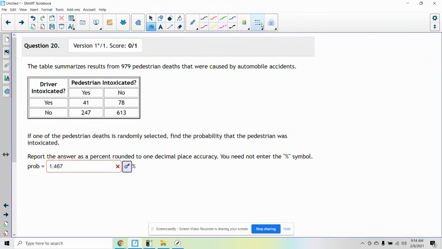We have this question here. It says the table summarizes the results from 979 pedestrian deaths that were caused by automobile accidents. If one pedestrian death is randomly selected, find the probability the pedestrian was intoxicated. So it's going to be probability that, we'll just say P intox. So of all the 979, how many pedestrians were intoxicated? So it's just going to be these two groups added together, which is going to give me 288 over 979.